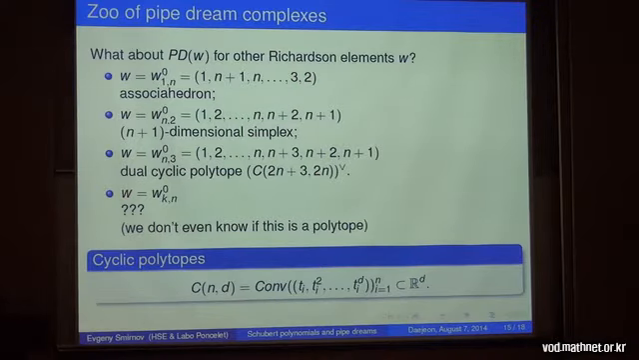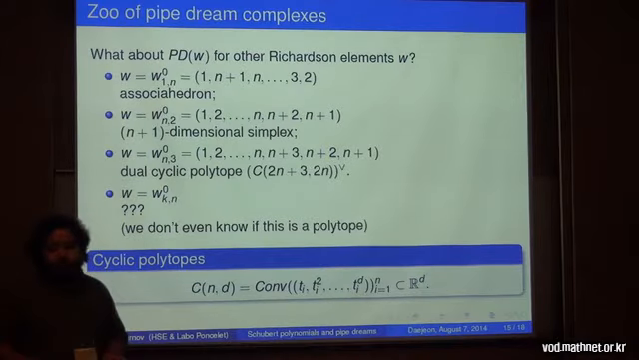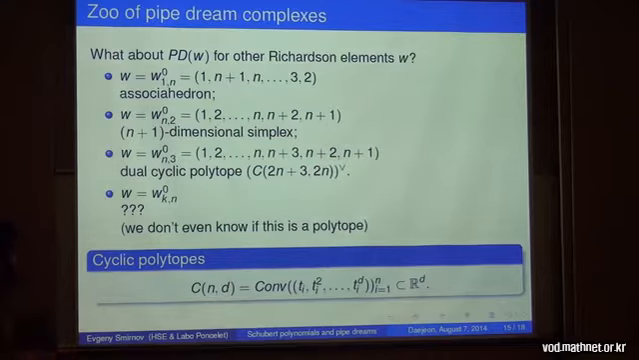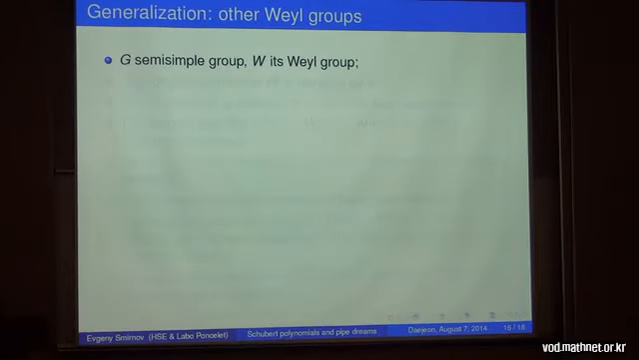And for an arbitrary Richardson permutation, I don't know. I don't even know if this is a polytope or not. Well, once you have a complex, it takes certain effort to prove that it is actually a polytope. I don't know how to do that. Okay, but you can also generalize this for other semisimple groups. You can take a Weyl group, and the analog of the full flip is the longest element in your Weyl group, denoted by w_0.